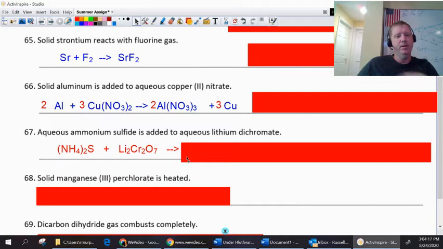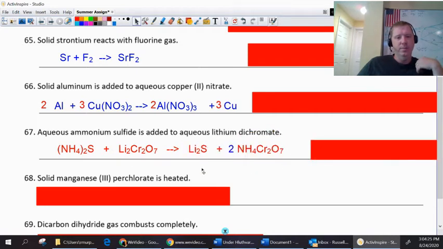What type of reaction does this look like? We have one compound and another compound. This looks like, you got it, double replacement. So we do the double replacement, and we end up with Li2S because sulfur is still a -2 charge.